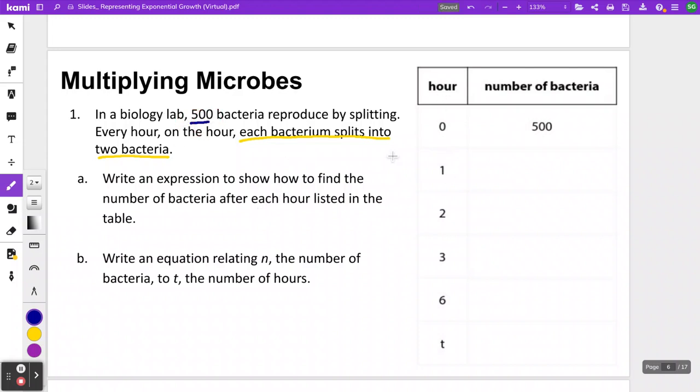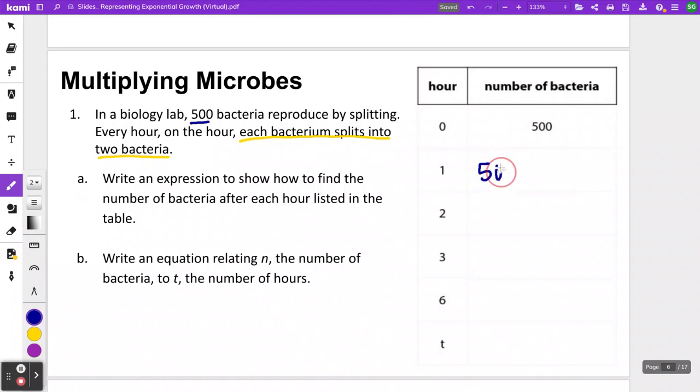After 1 hour, I know each bacterium is splitting into 2 bacteria. So if this is splitting into 2 bacteria, that means I'm going to have a total of 1,000. When it says write an expression to show how to find the number of bacteria, I'm not really interested in this answer here of 1,000. What I really want from you is the math.